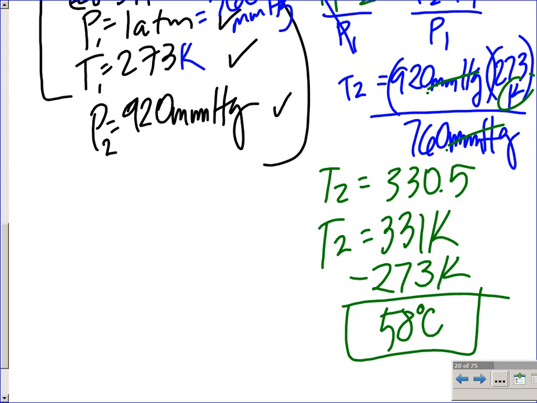So what's a good example of combustion? Combustion of, we'll do butane. Great. Steve?